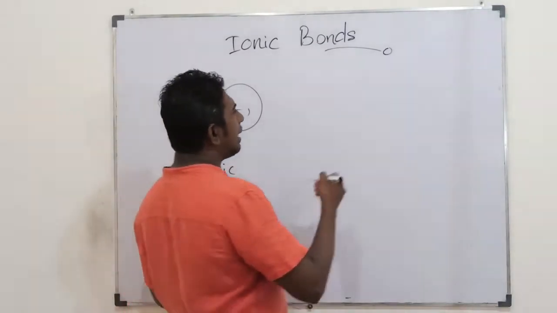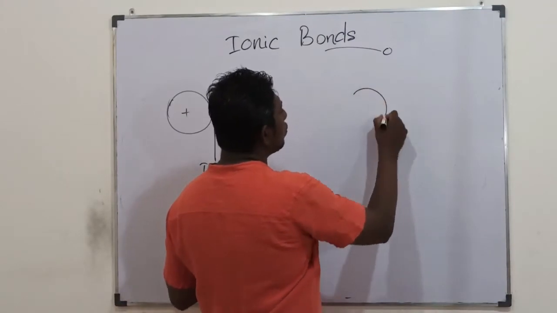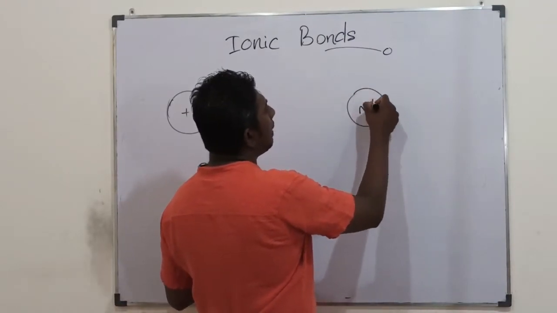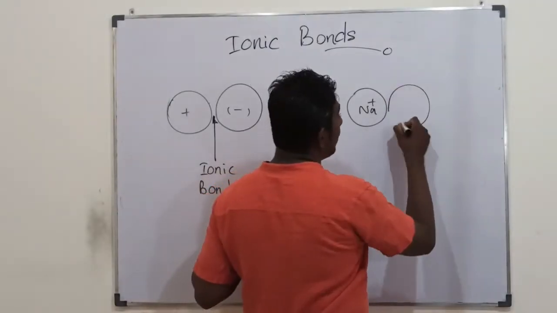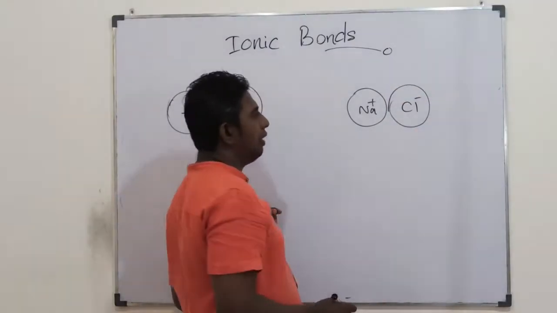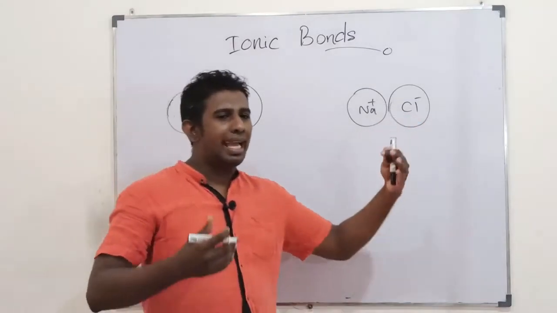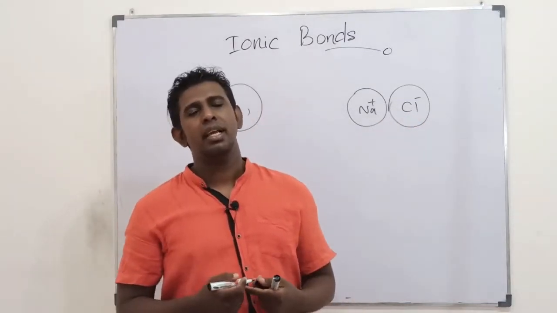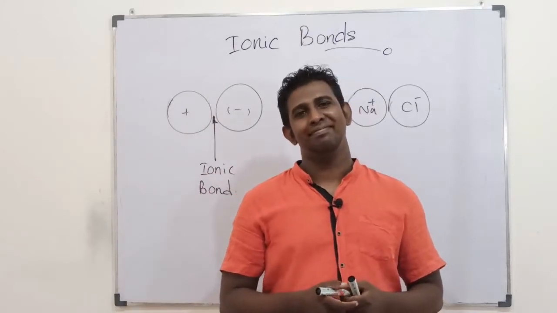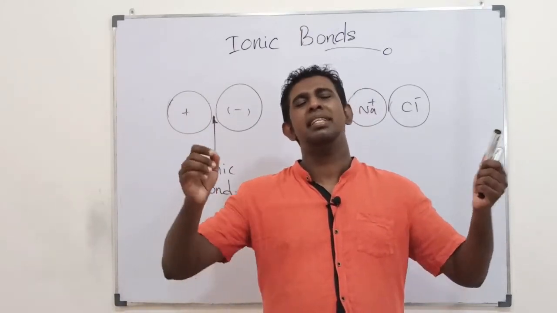Sodium chloride has the cation sodium, Na+, and the anion chloride, Cl-. This cation would get attracted towards the anion. That electrostatic attraction is the ionic bonding. It's that easy. It's very easy.